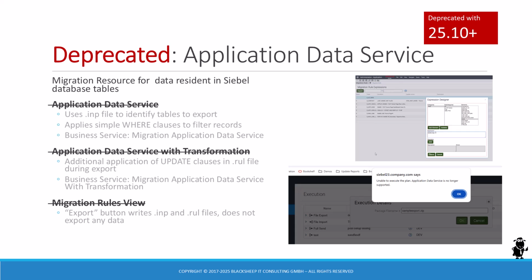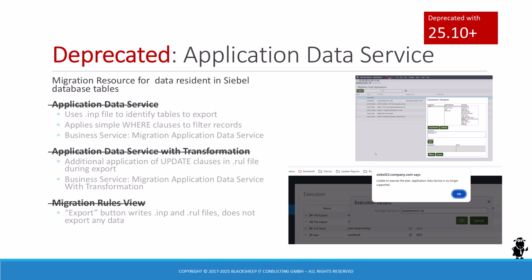And it comes in two flavors. It comes with a plain application data service, and then there's an application data service with transformation. And both these services have been removed from the migration app. They're still visible, but when you run a plan which contains them, you get an error message like you see on the screenshot. And there's also a view where you define the tables and the conditions, the filter conditions, the where clauses, what to export.